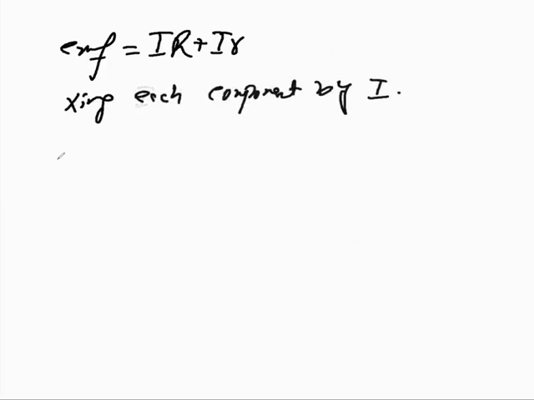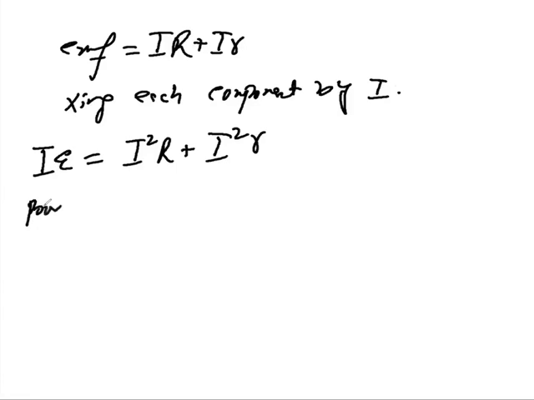So I will get like this. Let's say EMF is I. So here I will get I. Okay, I am multiplying by R. This will be equal to I square R plus I square small r. So this gives me that the power supplied by the cell is equal to the power dissipated, the power delivered to the load.